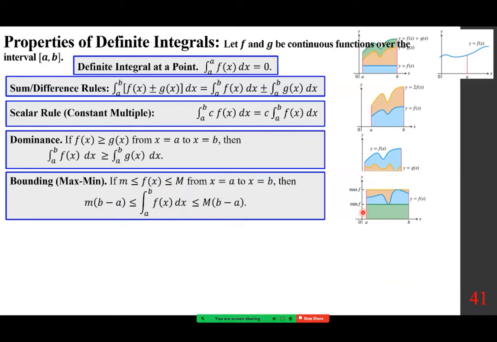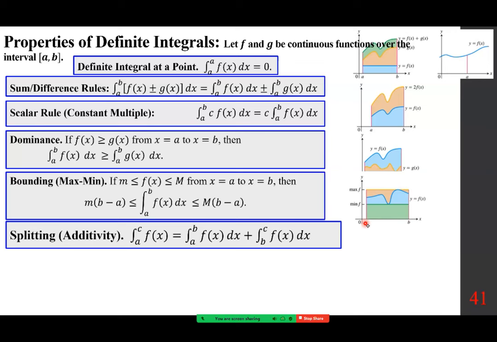Here's the minimum value of the function. If you look at this function, the minimum value is here, so you draw a rectangle. And the maximum value of the function is here, so you draw a rectangle. Obviously, the green rectangle has an area less than this blue area, which contains this green one also. And this almost yellowish color has all the area from here down.